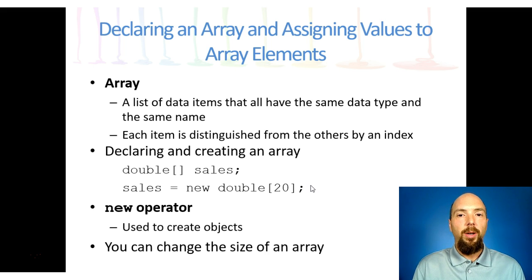The new operator is designed to create new objects. We will get more into objects in a later lesson. But for now, you just need to be aware that you have to create a new double location or a new array location and set its size so that you can actually add elements to it. If you don't set the size, we can't add elements. We can change the size of the array later, but unlike some programming languages, we have to go through some extra steps to be able to change the size.